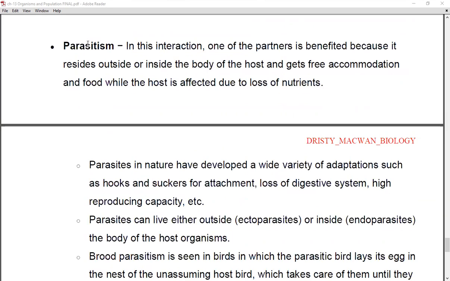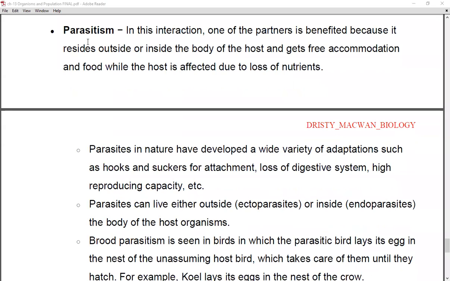Third is parasitism, right? Parasitism, what exactly is it? In this type of interaction, one of the partners is benefited because it resides outside or inside the body of the host and gets free accommodation and food, while the host is affected due to loss of nutrition.